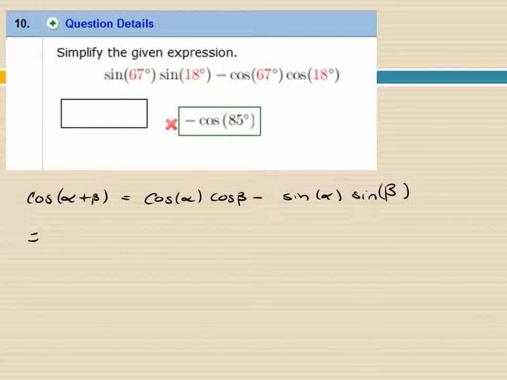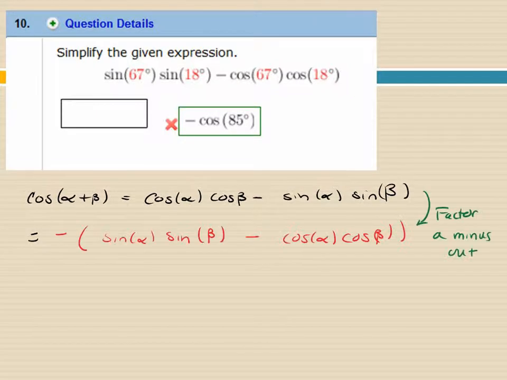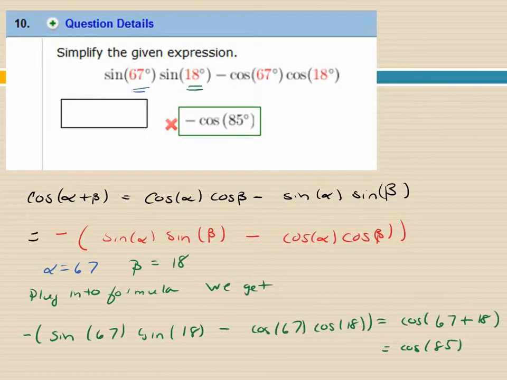That's right. See, it's like those same things show up, but in a different context. Factor out a minus sign. I just did this earlier in some totally unrelated problem, and I'm using it again. So they turn around, and now it looks exactly like the one up there. So what's my alpha and beta? Alpha is 67, beta is 18. Plug into the formula, turn the crank, out comes cosine 85.